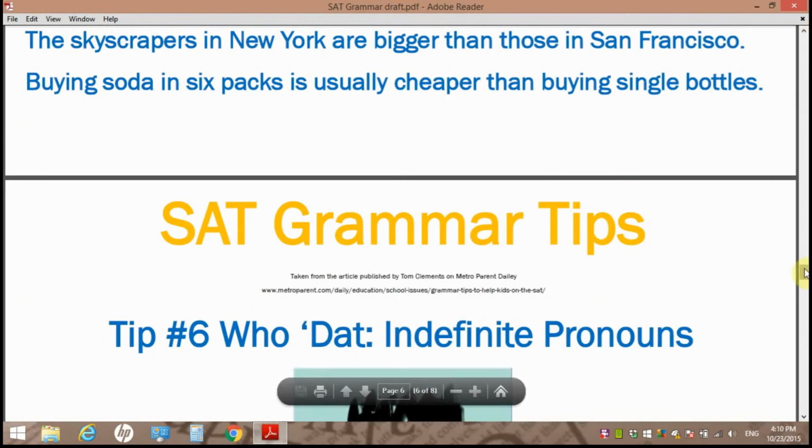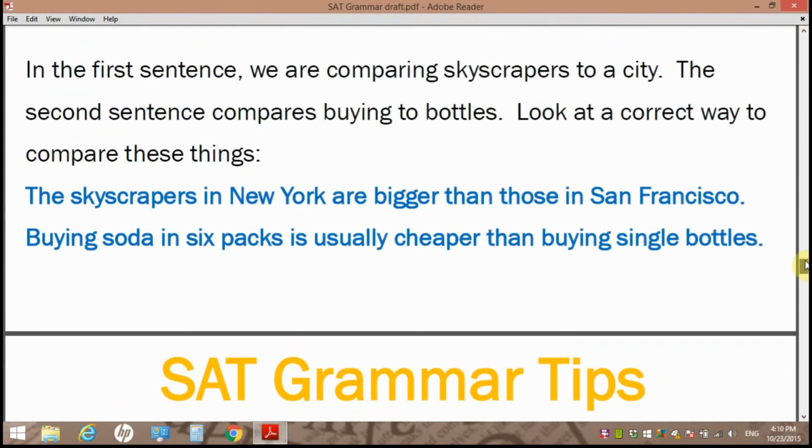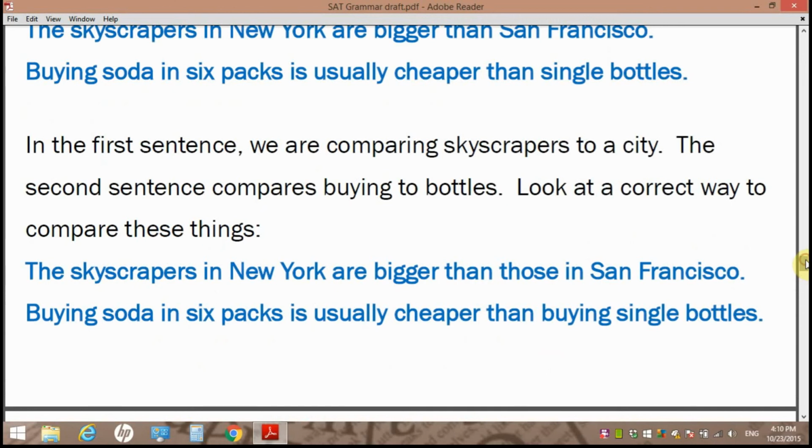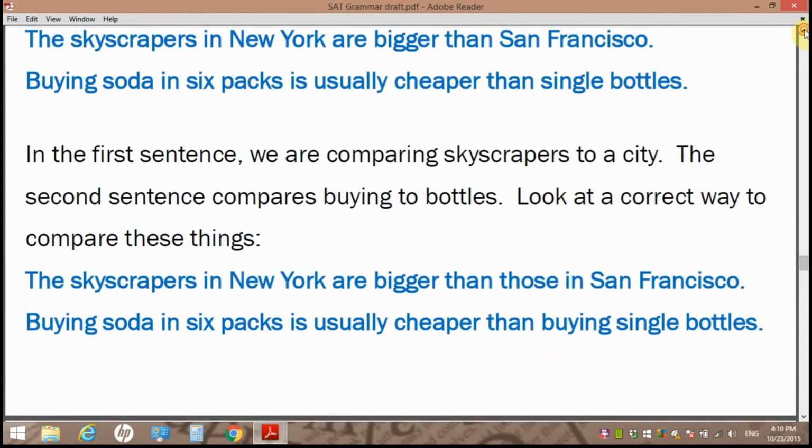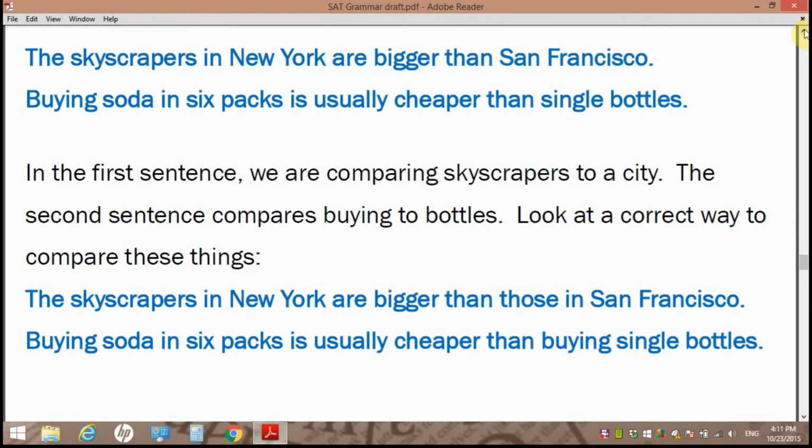So let's look at a correct way to write these. Sorry about that skip forward. So looking down at the bottom, I've rewritten the sentences so that they are grammatically correct. The skyscrapers in New York are bigger than those in San Francisco. That's just one possible way that you could have rewritten it. The skyscrapers in New York are bigger than the skyscrapers in San Francisco would also be acceptable. Buying soda in 6-packs is usually cheaper than buying single bottles.